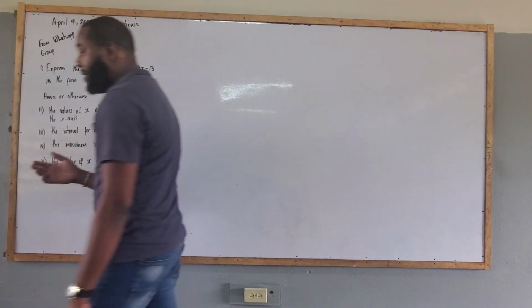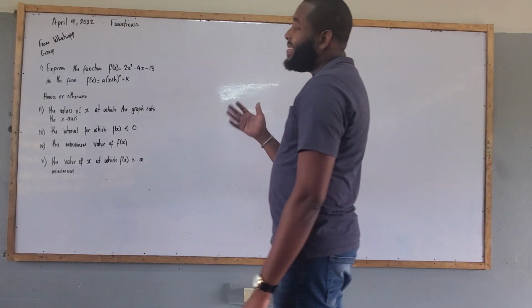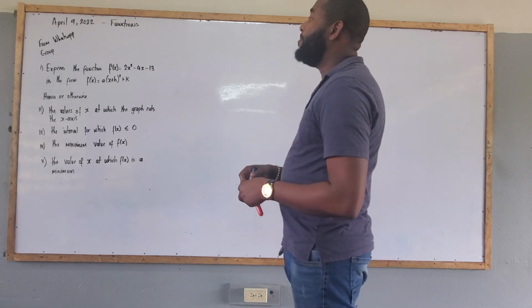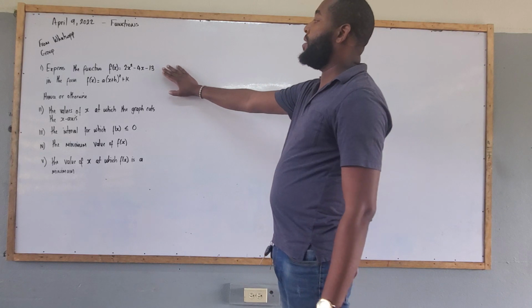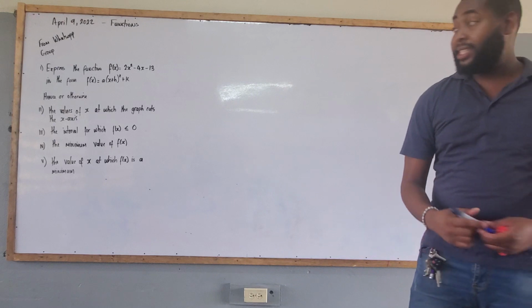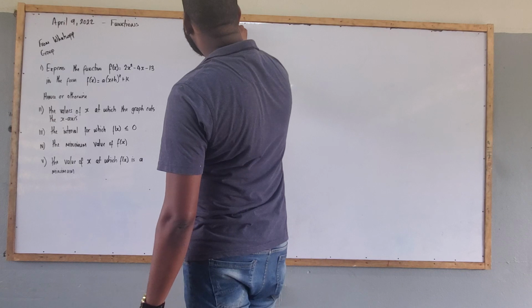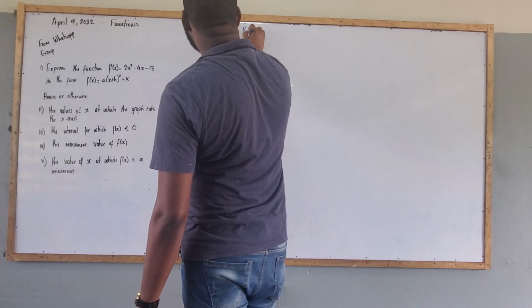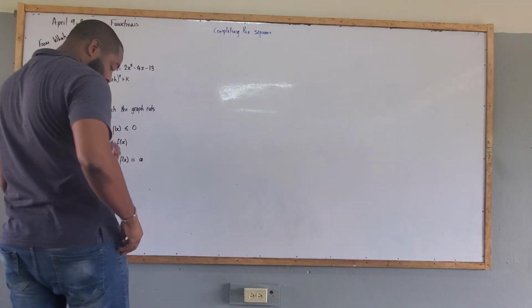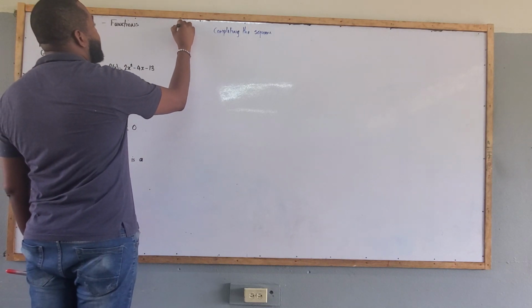Once you understand the communication part of the question, clearly what the question is asking, then the doing part shouldn't be so rough. So the first thing you want to do is go from quadratic form to vertex form. Remember what we call that process? It's called completing the square. Completing the square takes us from the quadratic form to vertex form.